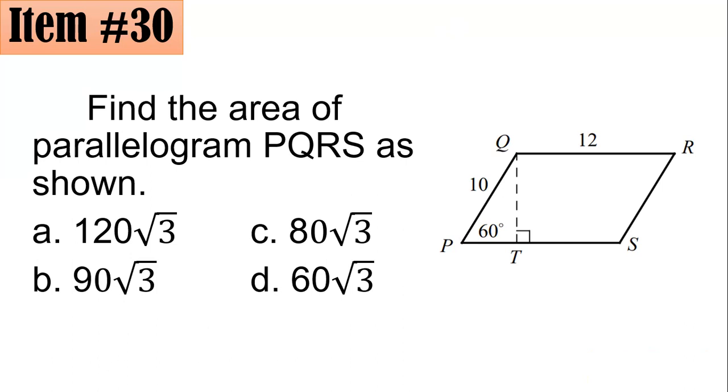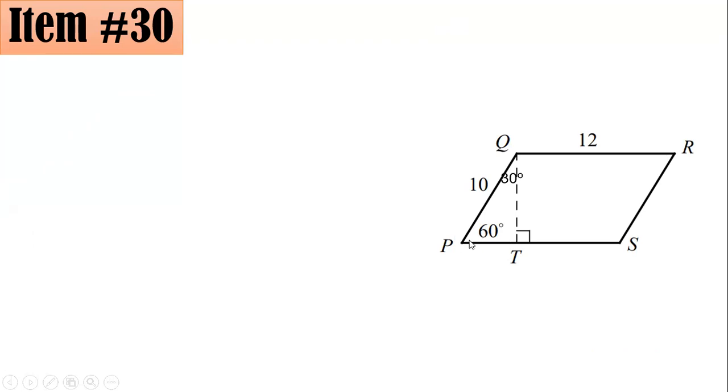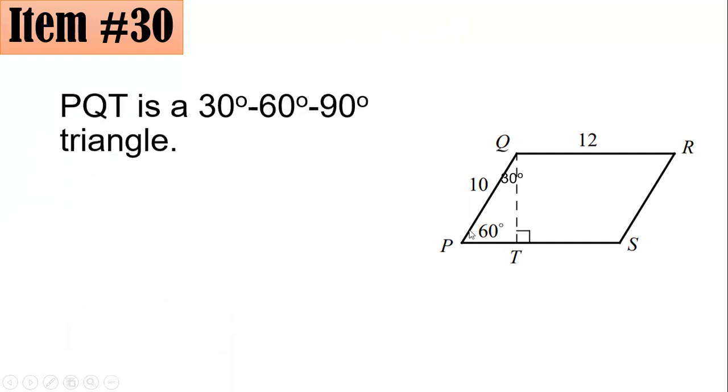For this one, you could see that this is a 60-degree angle, and this is a right triangle here. So PQT is a right triangle as well, because if this is 90, this should be 90 as well. And if this is 60, then angle PQT has to be 30. So triangle PQT is a 30-60-90 right triangle.